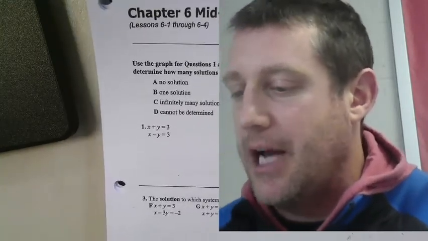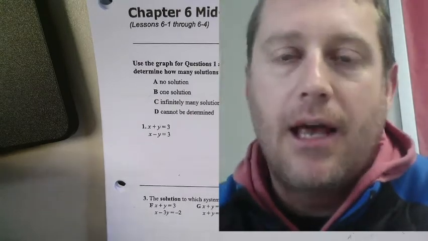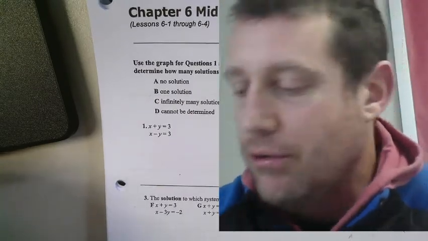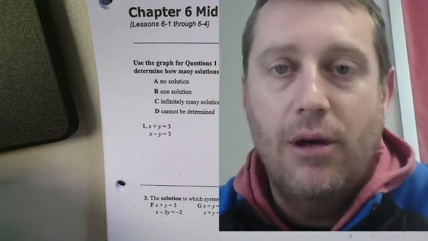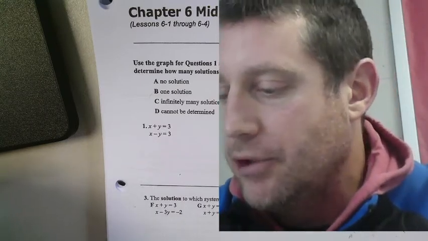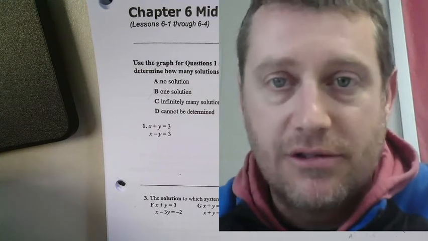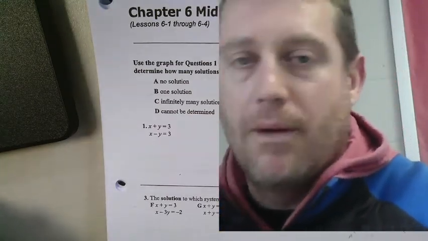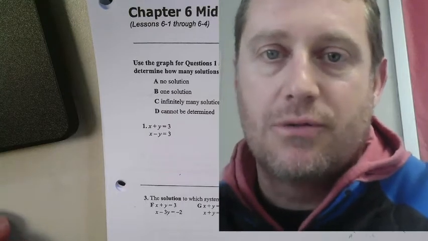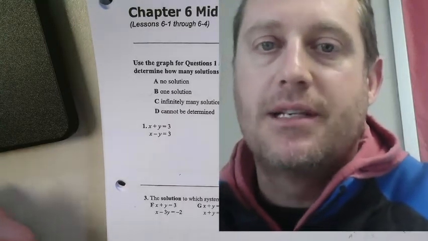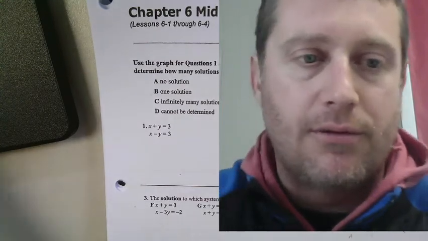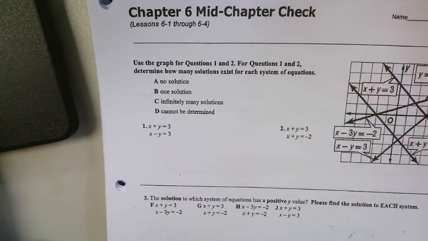For tonight, what I'm having you do is this Chapter 6 mid-chapter check. I would like you to treat it as a take-home quiz. You can use any resource that you have at home: Desmos, your notes. But I want you to work through this. Remembering back to previous years, the kids who struggled are the ones who didn't read things carefully. So I'm going to walk you through a couple of things just to make sure we're clear on what needs to be done.